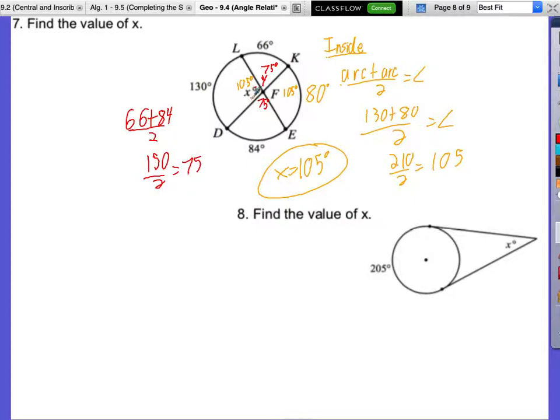Yes? So if it asks you to find all of the angles in there, or if there's a y, could you just do one of them and then subtract? Yep, and you can check your work by either method as well. Questions on number 7? Okay, let's do number 8.